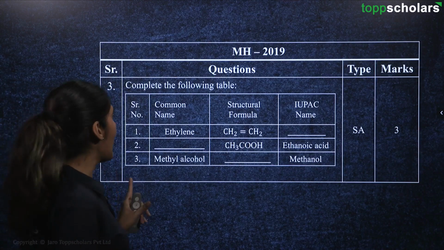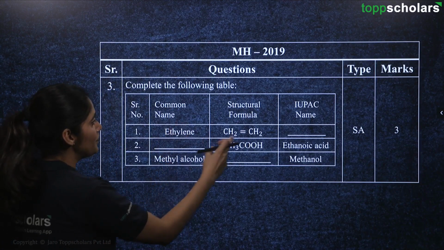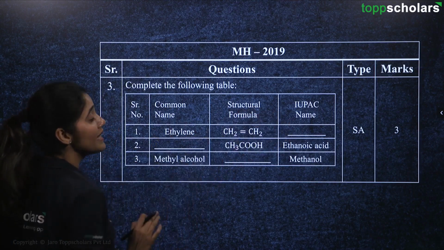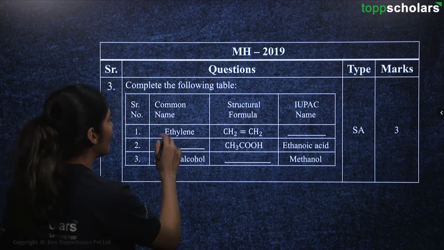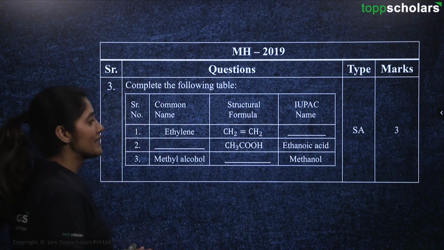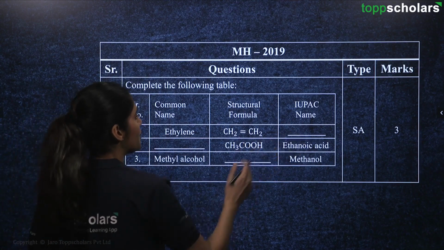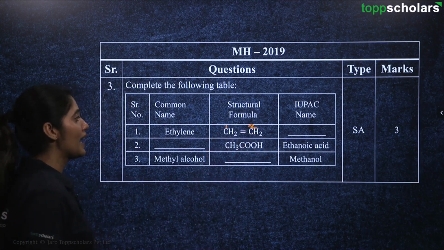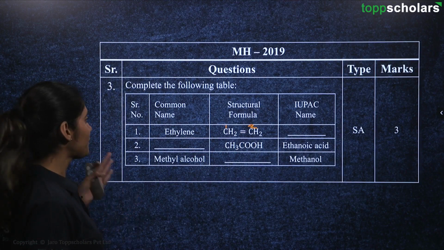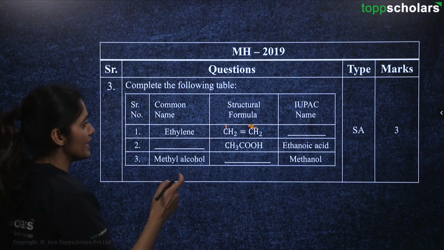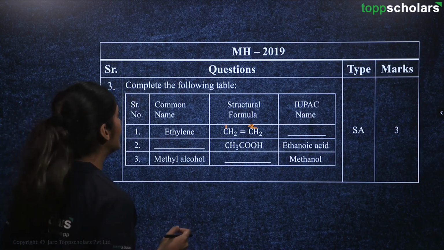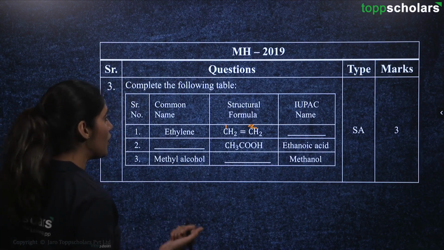So, here we have the common name given, the structural formula given. We will have to just fill these blank spaces. Okay, so we have ethylene. We know that it is a double bond structure. What is the IUPAC name? So, we have 1 and 2 carbon, right? So, that means what? It is ethylene only, right? So, it is 1,2-ethylene. Okay, and this is the IUPAC name also.